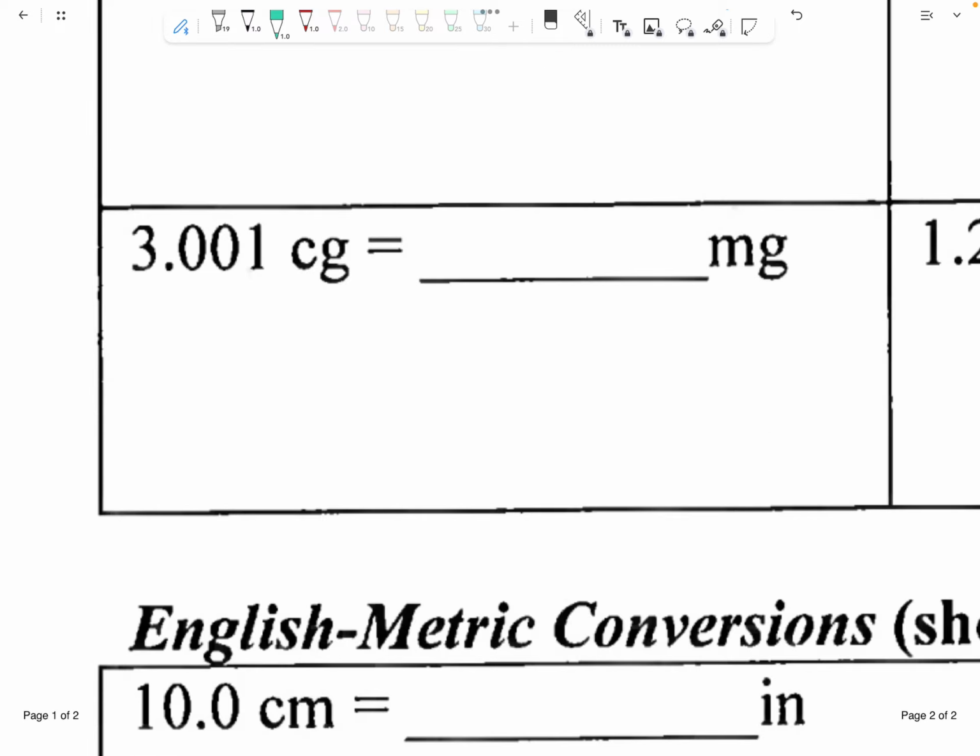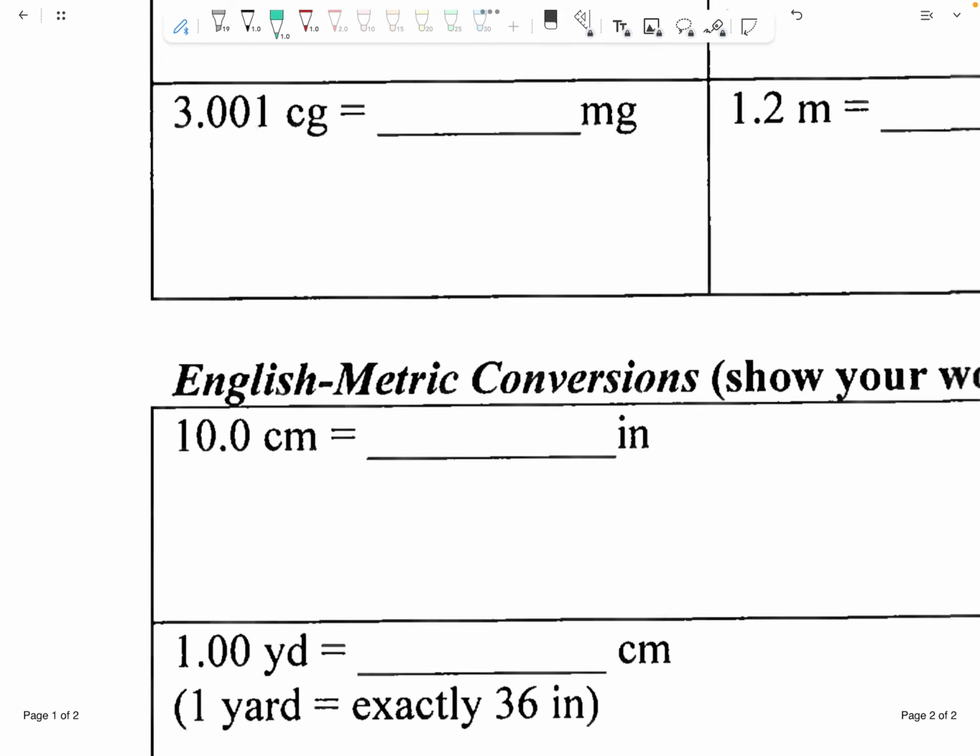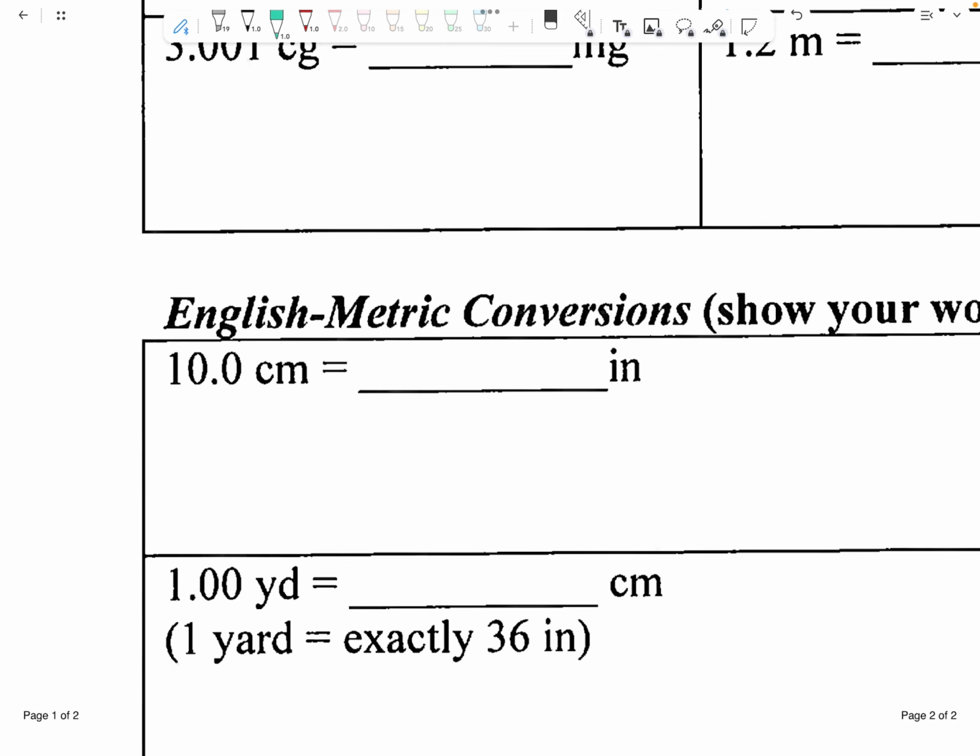Let's go down to the bottom with English and metric conversions. So we did this one earlier. And so we are trying to find out how many inches there are in 10 centimeters. The conversion from inches to centimeters is 1 inch equals 2.54 centimeters, okay? So that's gonna be our conversion factor. This is our A, inches is our B.